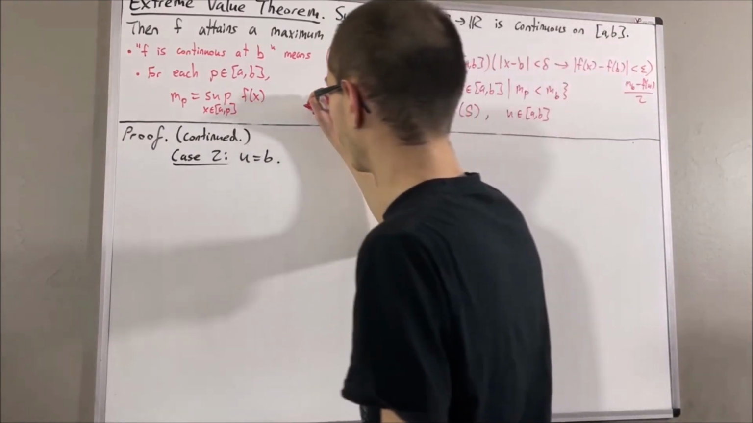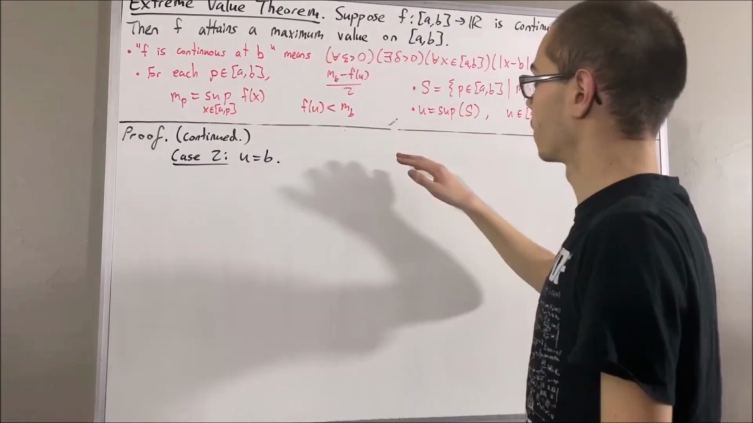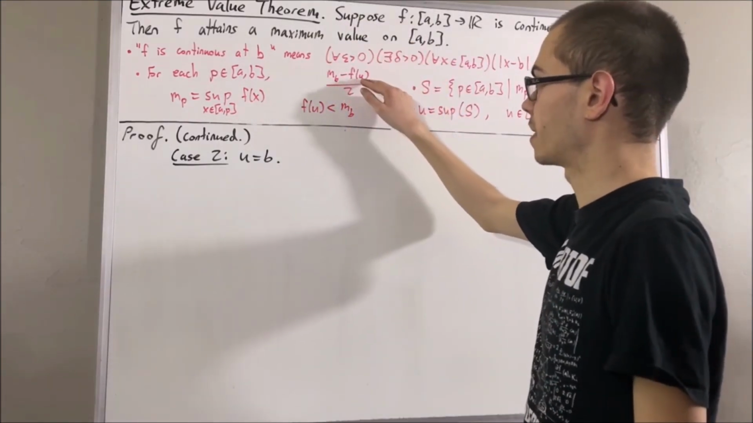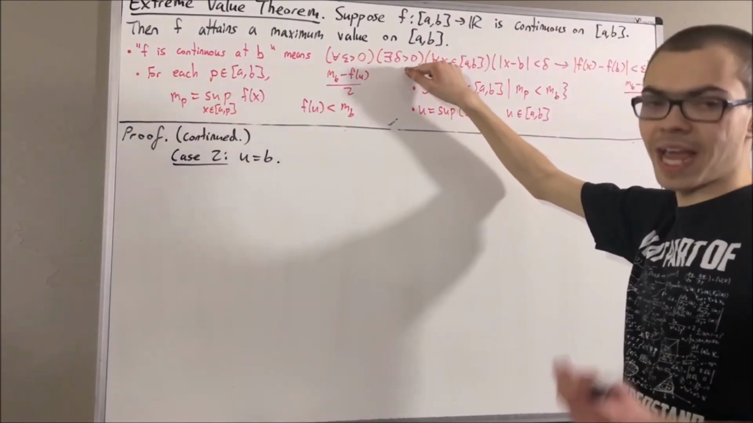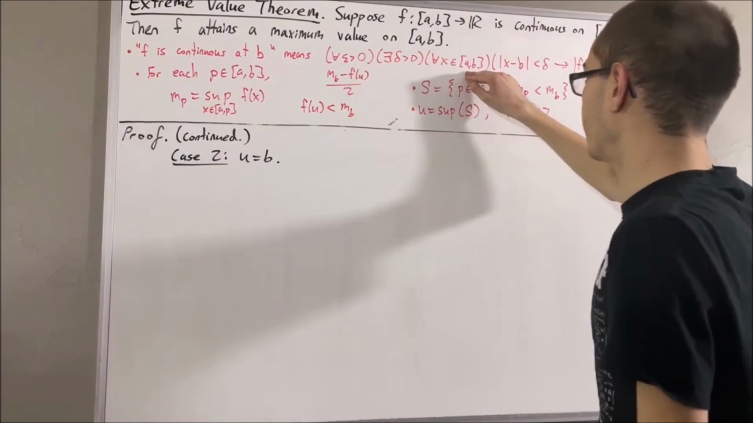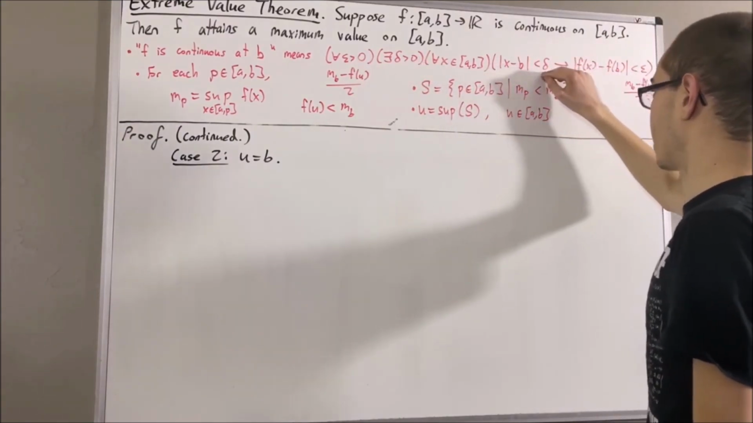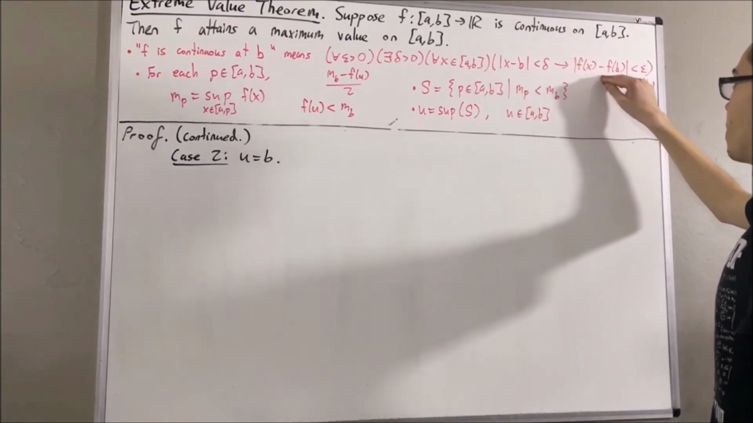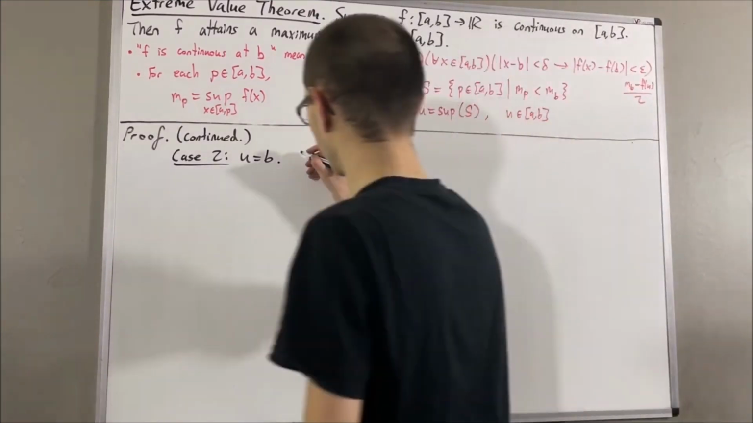Remember, we're still assuming for a contradiction, f of u is less than mb. So taking epsilon to be mb minus f of u over 2, there exists a positive real number, I'll call it eta, such that for all x in [a, b], if the absolute value of x minus b is less than eta, then the absolute value of f of x minus f of b is less than mb minus f of u over 2.